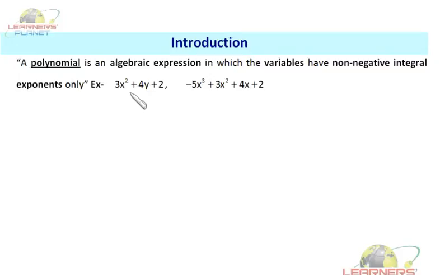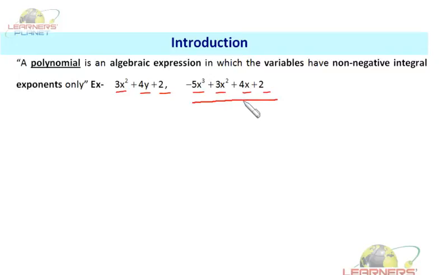Now here we see, in this expression, 3x square, 4y and 2 are the terms of this algebraic expression. Similarly, over here, minus 5x cube, 3x square, 4x and 2 are terms of this algebraic expression. That means it is a complete algebraic expression and these are the terms of this algebraic expression.